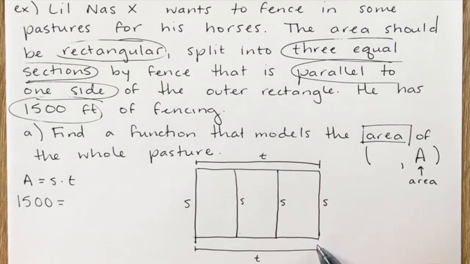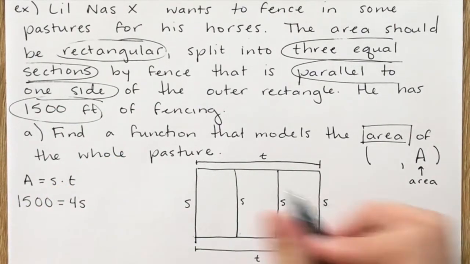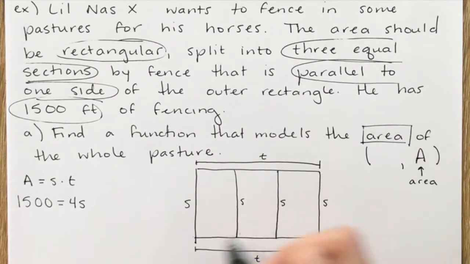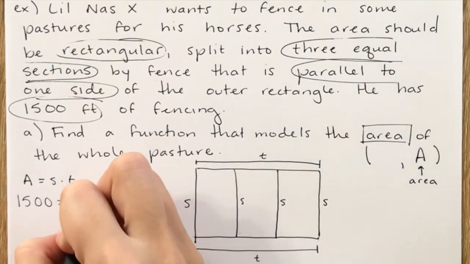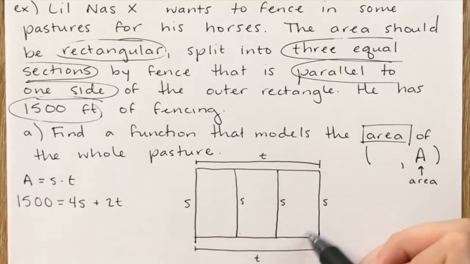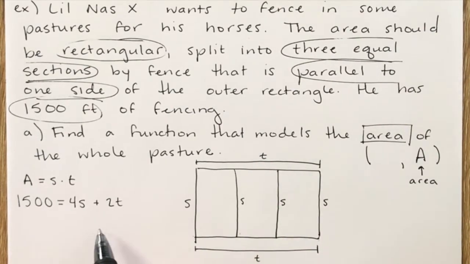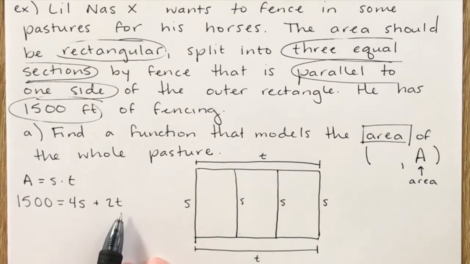How can I say that otherwise in a more succinct way? 4S, right? Similarly, I've got a length of T here and a length of T here, so we have 2T. It's like S plus S plus S plus S plus T plus T. Writing that succinctly looks like this. We want to solve for one of these variables. Which one seems like it might be a little bit easier? Well, T has a smaller coefficient, so maybe let's try for that one.